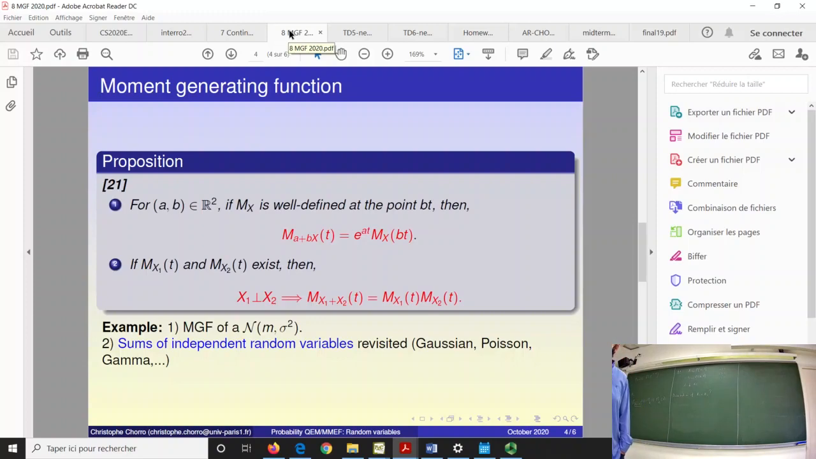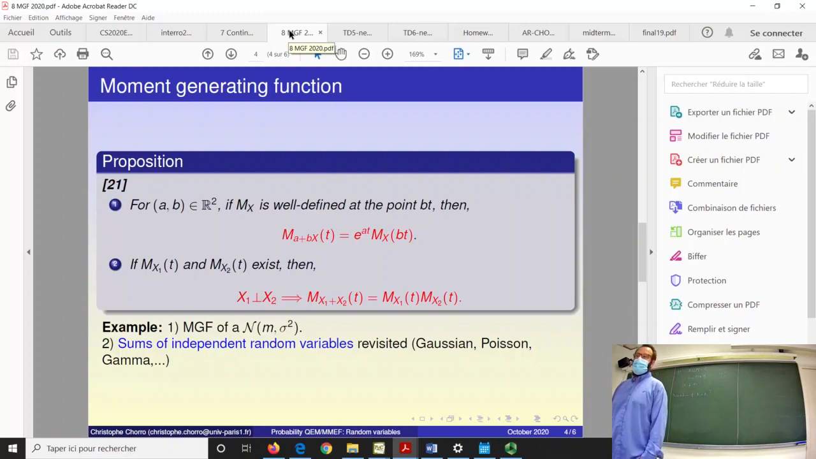So just be careful. A little remark: for t, you have some condition in order to be able to write this.